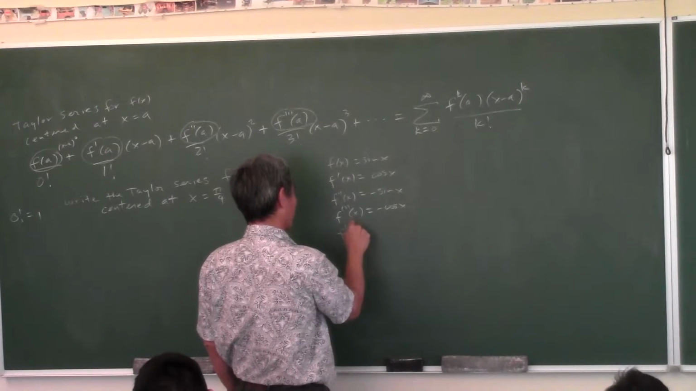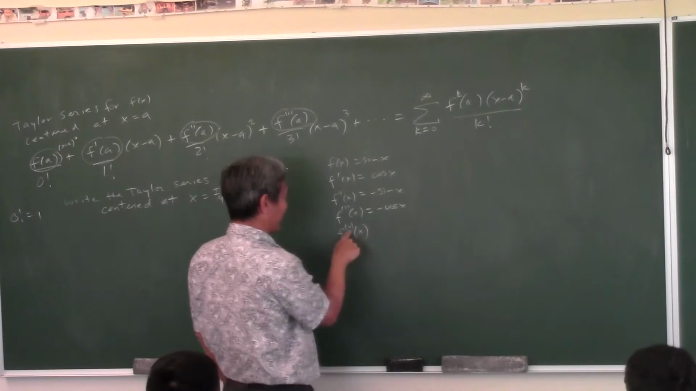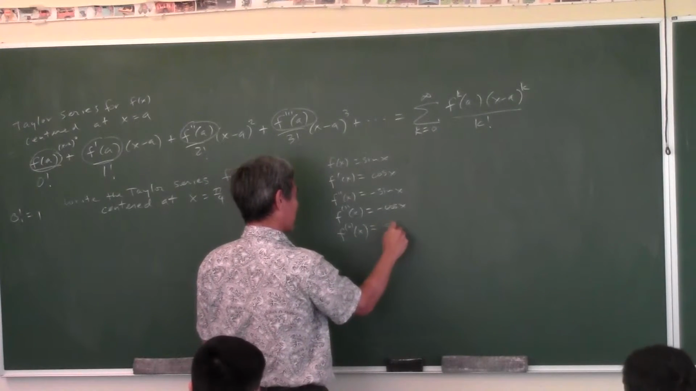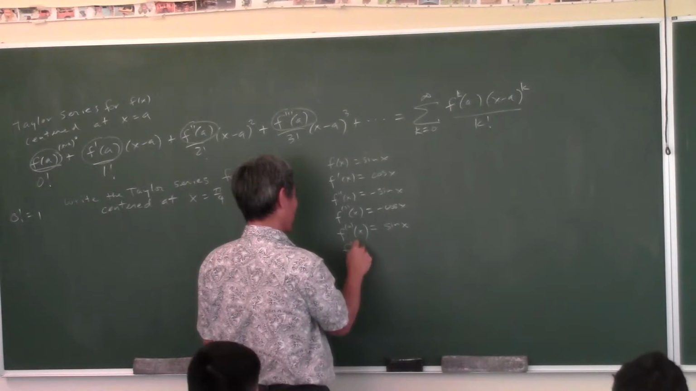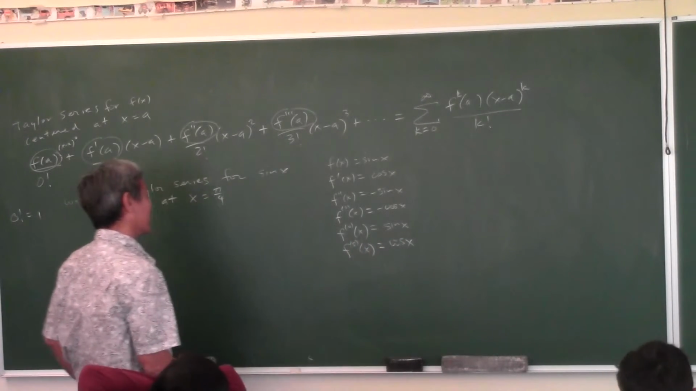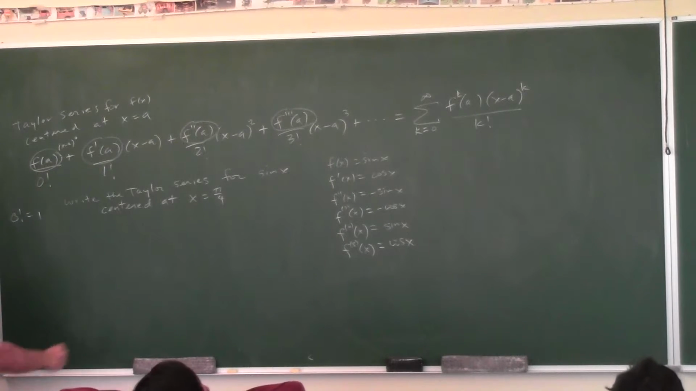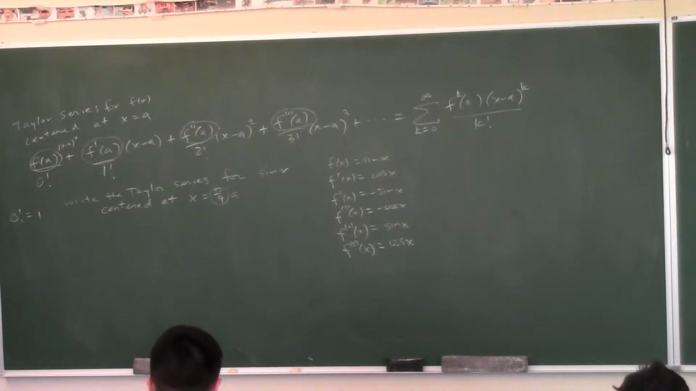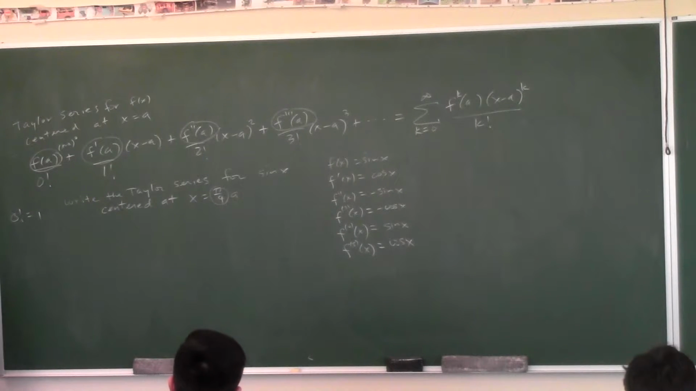Fourth derivative, sine x. Don't forget, if you put it in parentheses like that, that means derivative. Sine x, and just one more is good enough. Fifth derivative, cosine x. Okay, so here we go. This is a. So what's the first term of this Taylor series?